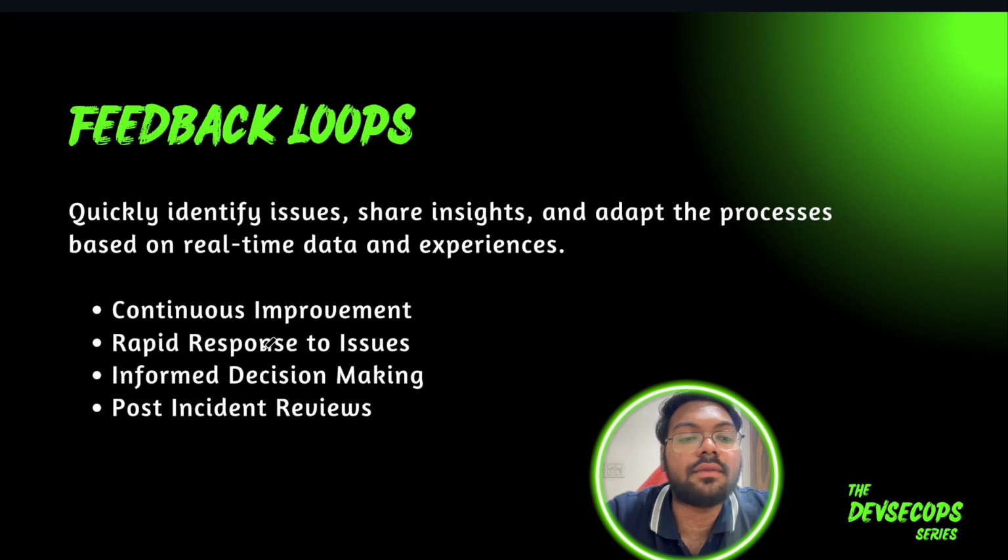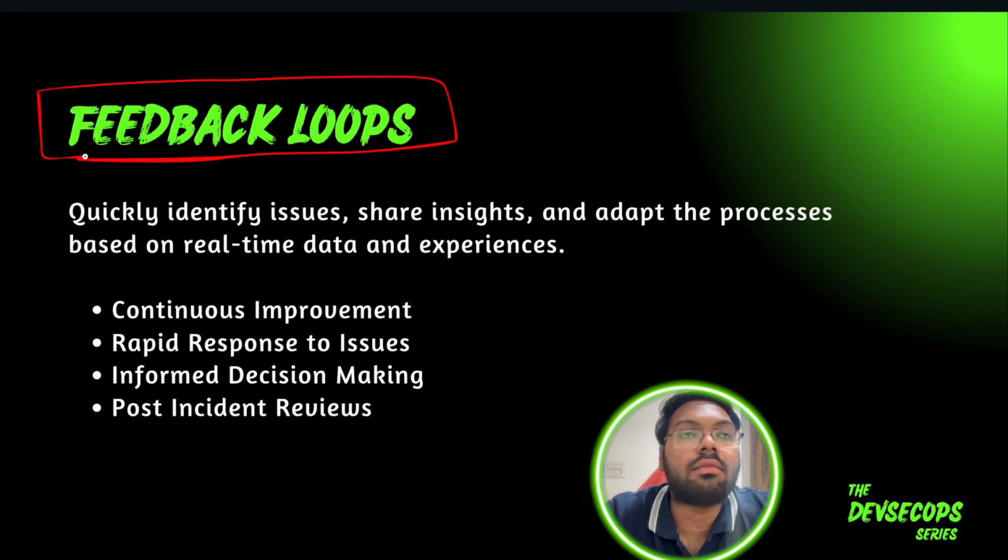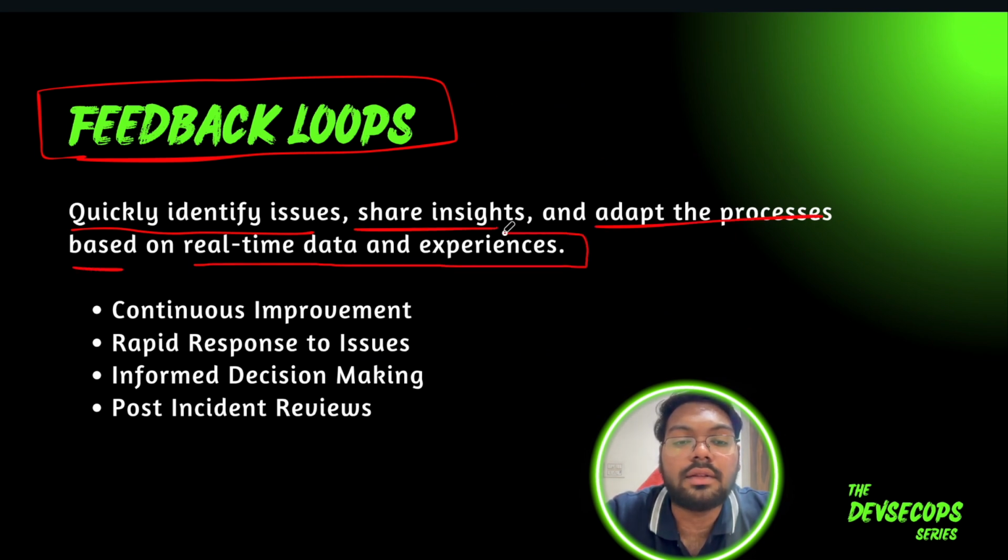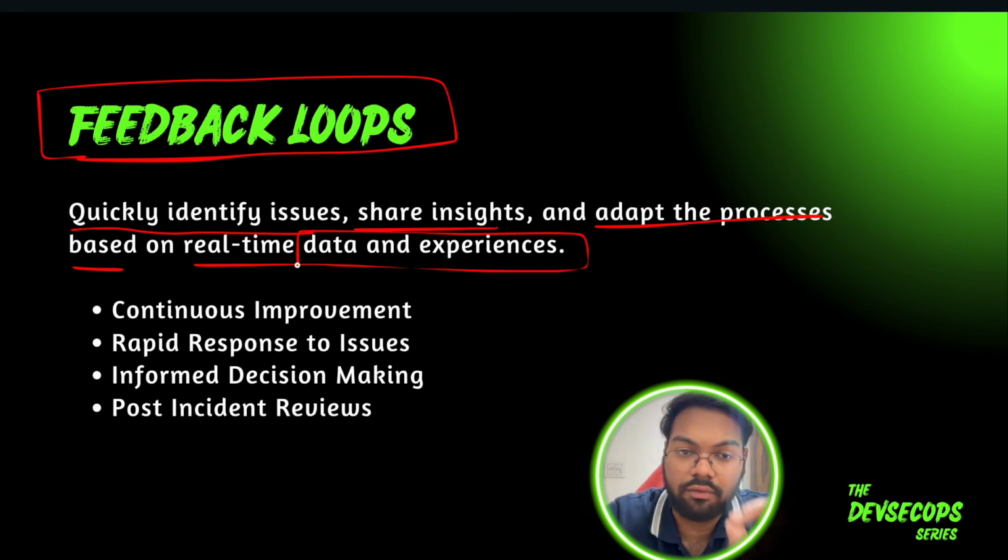And the last thing is feedback loops. Now once we have done all these things, we need to continuously have feedback so that we can improve our processes or whatever response we make. So to quickly identify issues, share insights and adapt the processes based on real-time data and experiences. So we need these feedback loops just to improve our procedures and methodologies.